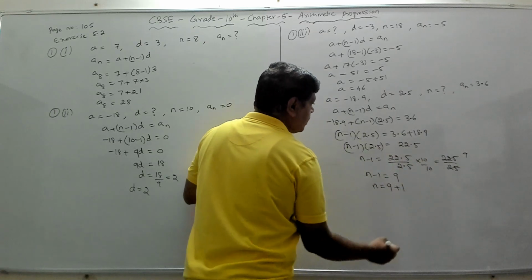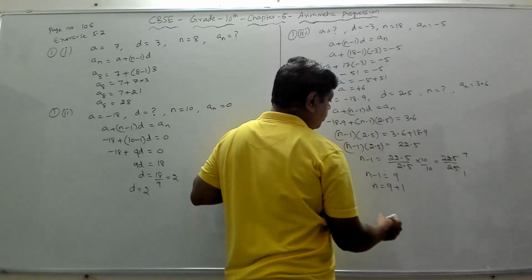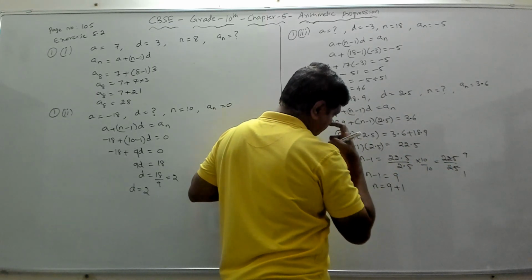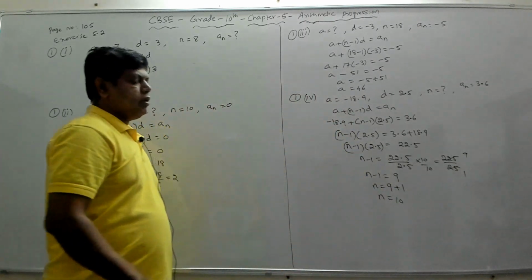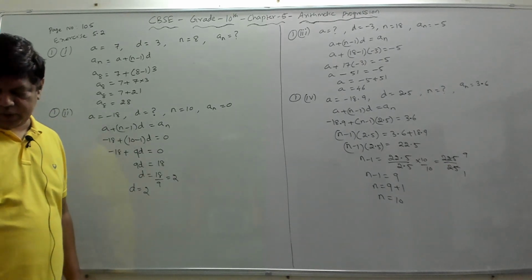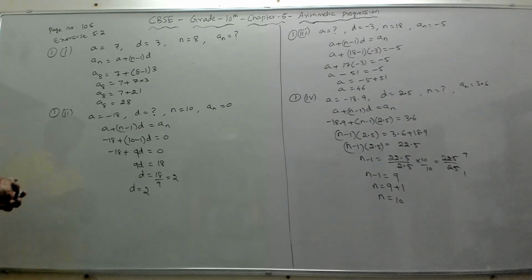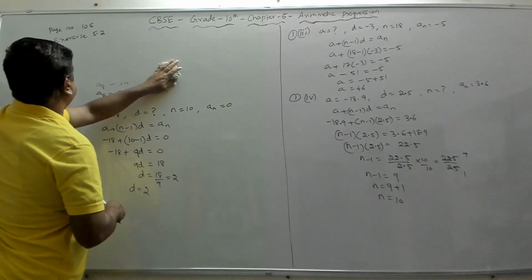Minus 1 goes this side, it will become plus 1. If these two get cancelled, 25 ones are 25, 25 nines are 225. So it becomes 9. 225 by 25 is 9. So you get N is equal to 10. So number of terms is 10. Fine. Then all of you can pause the video, take the notes. I'll go to the next one, which is the fifth subdivision in the first problem.